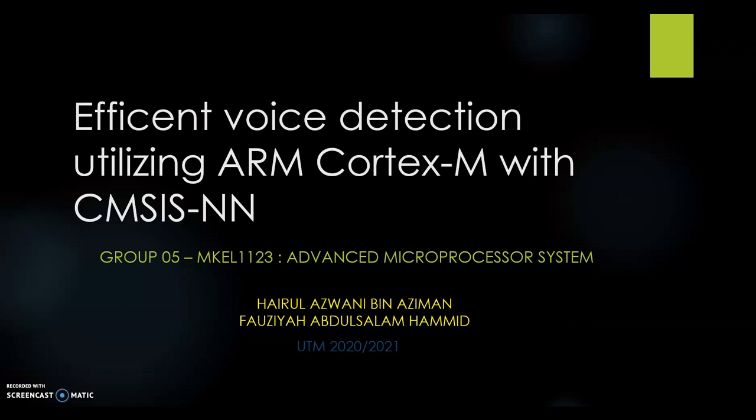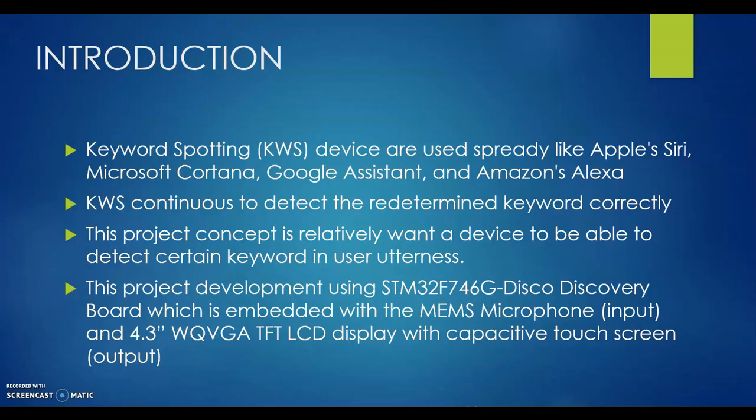Both of us are working on the project for Advanced Microprocessor Systems. We chose the title Keyword Voice Detection Utilizing ARM Cortex-M CMSIS-NN. Keyword spotting (KWS) devices are used widely, like Apple Siri, Microsoft Cortana, Google Assistant, and Amazon Alexa. KWS continues to detect the predetermined keyword correctly. The concept of this project is to enable a device to detect certain keywords in user utterances.